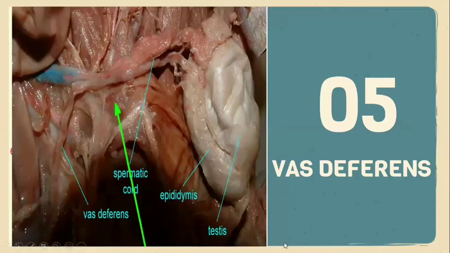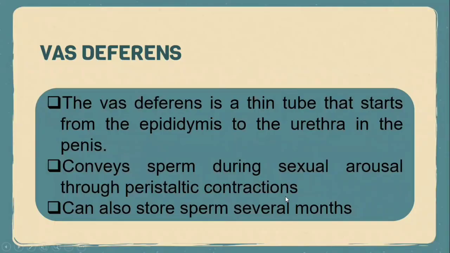Next is the vas deferens. The vas deferens is a thin tube that goes from the epididymis to the urethra in the penis. It conveys sperm during sexual arousal through peristaltic contraction. It can also store sperm for several months.